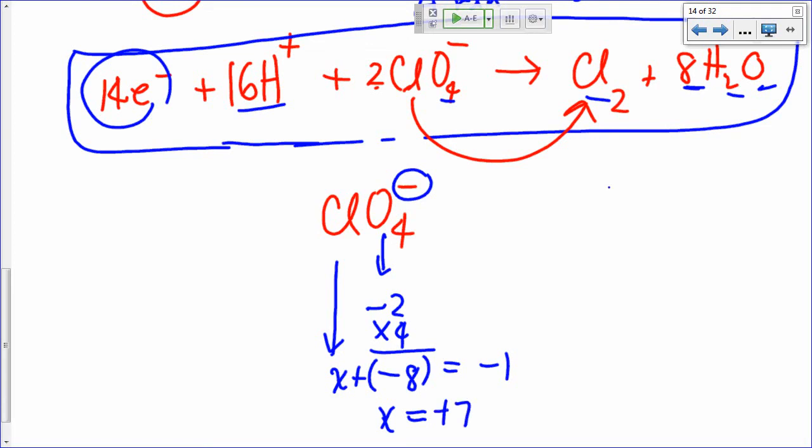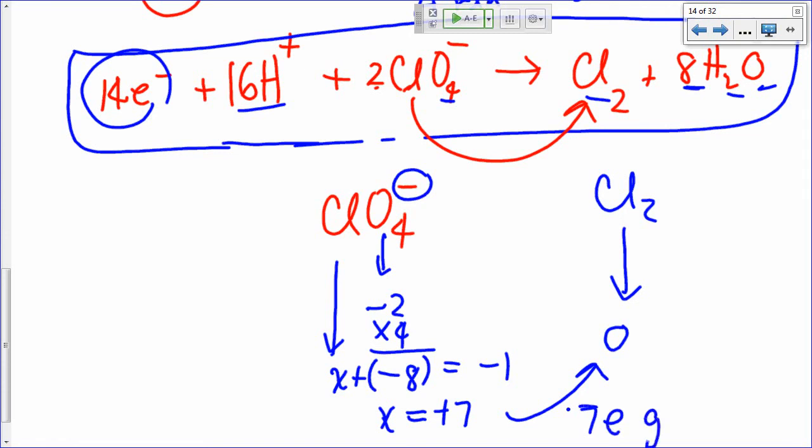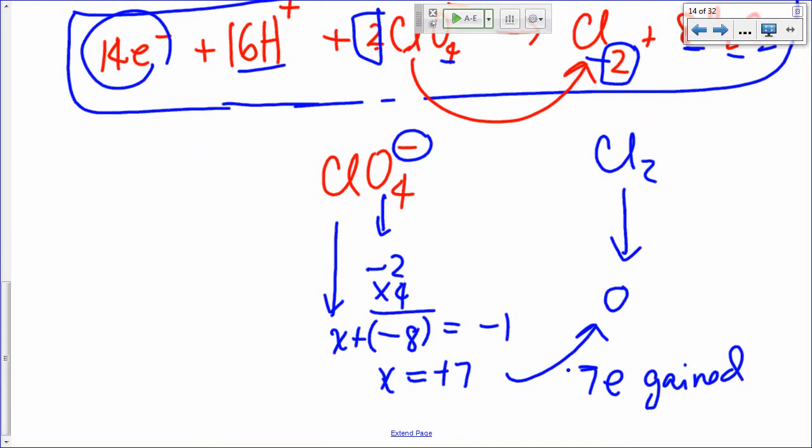What's the oxidation number of chlorine in perchlorate? +7. What about Cl2? What's the oxidation number of chlorine? This is a pure elemental substance. Oxidation number is 0. So you went from +7 to 0. That's 7 electrons gained. Is that consistent with 14 electrons here? Yes, because there's 2 chlorines in this half reaction. So 7 electrons gained, that's per chlorine, okay? For every chlorine. And since you have 2 chlorines in this half reaction, then that should involve 14 electrons gained. Okay, so that's how you do it.